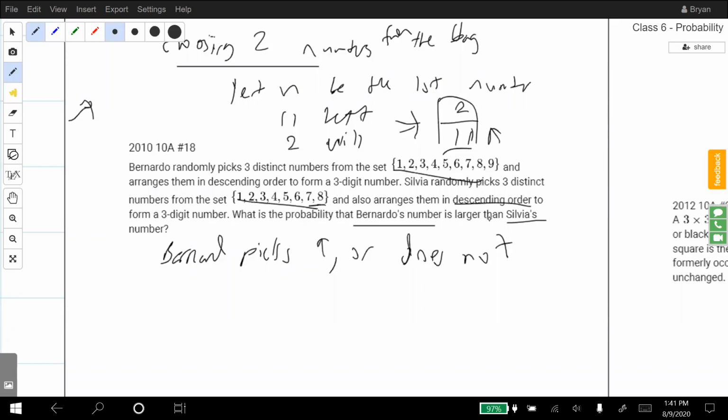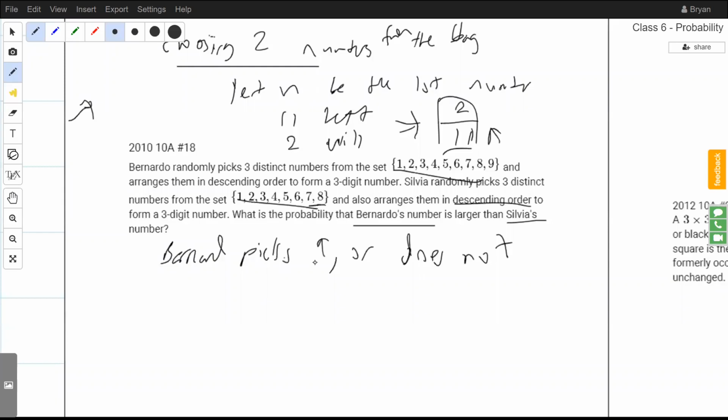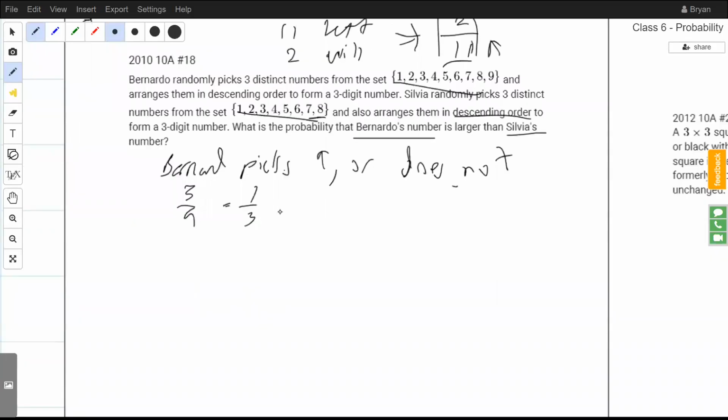So all we need to do is find the probability of each of these cases working. If Bernardo picks a 9, that basically means he has to choose 3 numbers, and 9 has to be one of them. So he has a 3/9, or 1/3, chance of picking a 9. Basically, he has 3 slots out of 9, and there's a chance that 9 is going to be in.